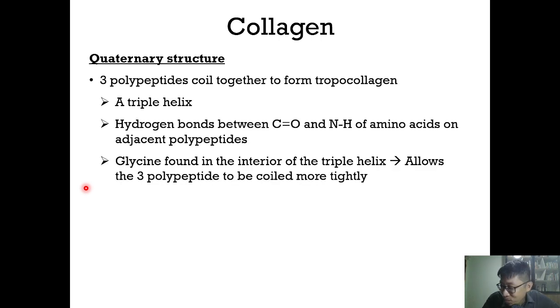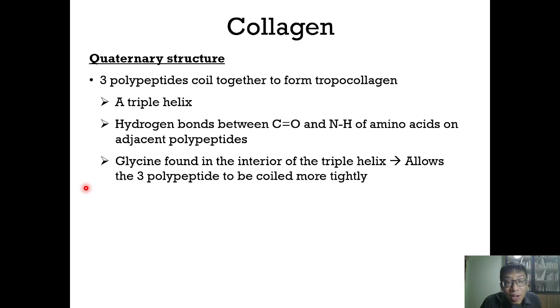Then we will jump to the quaternary structure because collagen doesn't have a tertiary structure. It is not a globular protein. In fact, it's called a fibrous protein. Fibrous, like fiber, because it is long and strand-like. So it's not a globular shape. There's no extensive folding of the polypeptides into a compact structure. So there's no tertiary structure. So from secondary, it jumps to quaternary.